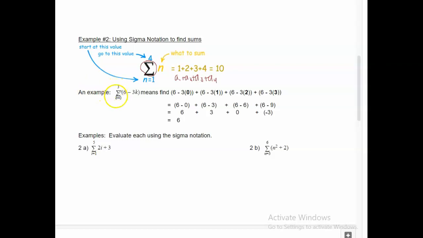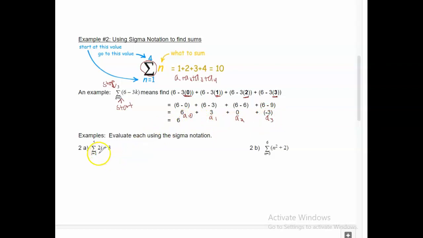So if we look at the example where I'm starting at 0 and I'm stopping at 3, I'm plugging a 0 into k, a 1 into k, a 2 into k, and a 3 into k, and that's what we see here. So this is like the first term, or the 0, first, second, and third, and that would sum to 6.